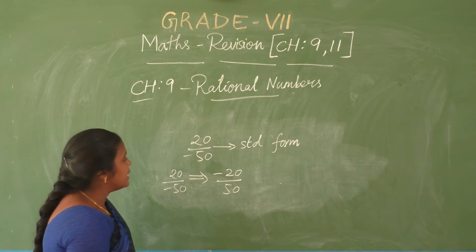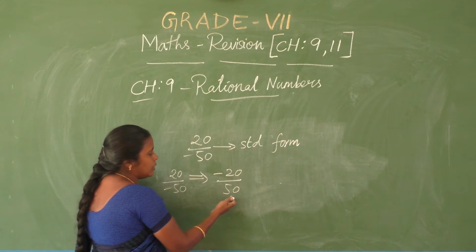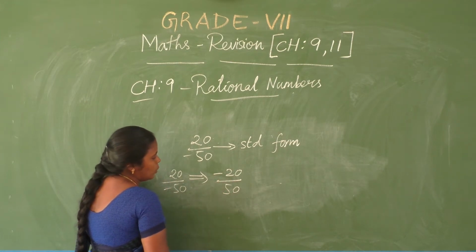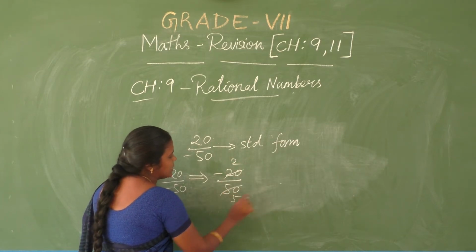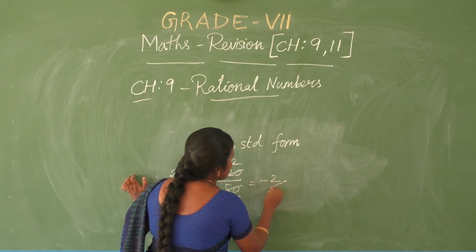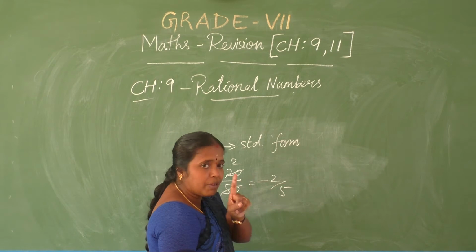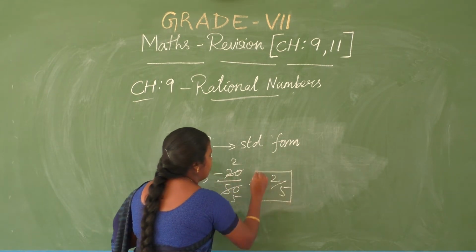First thing, okay. Secondly, their HCF must be 1. But here 20 and 50 have a common factor 10 also, no? 10, 5, 1, okay. So this is to be simplified. 2 tens are 20, 5 tens are 50. Now minus 2 by 5. And in this question 2 and 5 have common factor 1 only. So now it is in standard form.